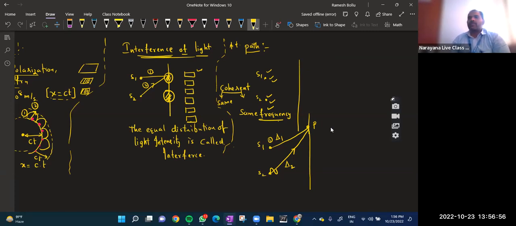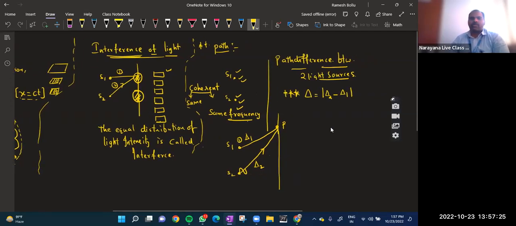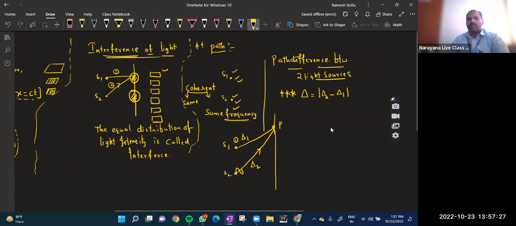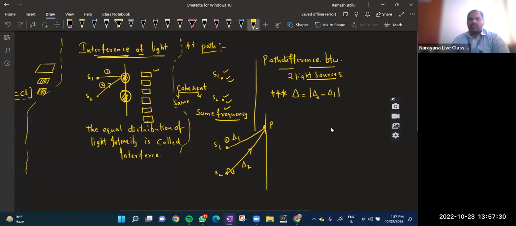What is the meaning of path difference? Tell me. Path difference between two light waves, or between two light sources. How much? What is the formula? Largest path traveled by the light minus smallest path traveled. I'm requesting everyone, kindly remember this at your fingertips. One small question, a little question, not a JEE question, just a basic testing question.